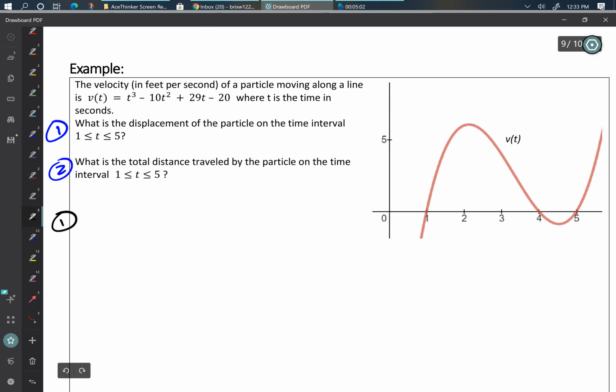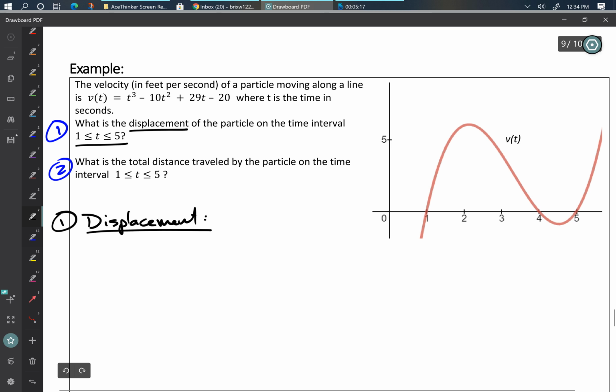Okay? Since I'm finding the displacement on a given time interval, I am going to first label it so that if I look back at my notes later, I'll know what I'm doing. And I'm just going to copy down the formula. So the formula for displacement says displacement is simply equal to the definite integral from a to b of v of t dt. Now I said simply, but I don't mean this is simple. I just mean that we don't have to make any modifications or changes. We just do a straight up integration problem.